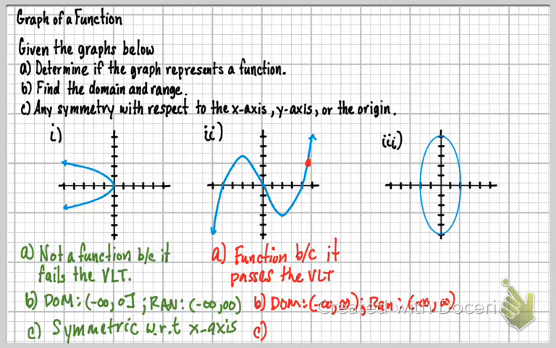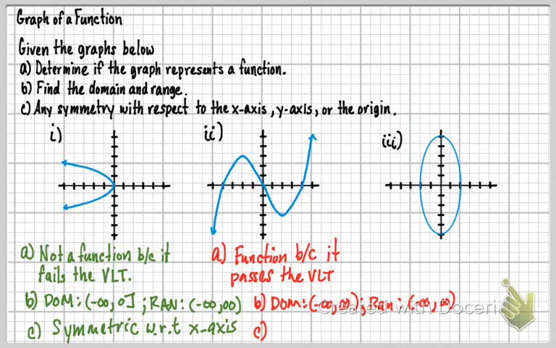Now I do the same thing in the y direction here. So I should be able to pick any point I want on my graph. So I'm going to pick this one here. And if I reflect it, that's going to be way over here somewhere, which is not on my graph. So therefore, it's not symmetric with respect to the y-axis.